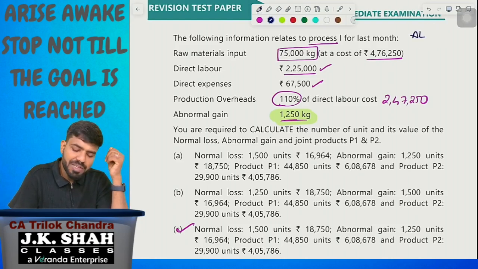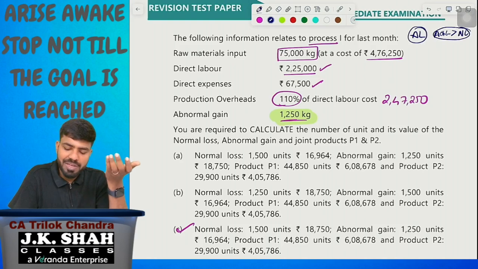When will we get the abnormal loss? When actual loss is greater than normal loss. I'll give an example. Expected is 100 units, but actual loss is 120. So this 20 units is the abnormal loss.